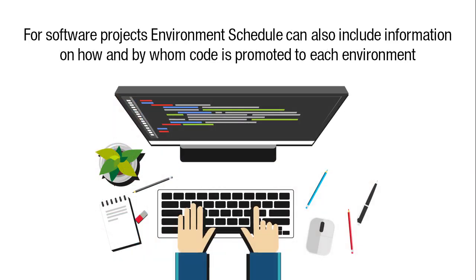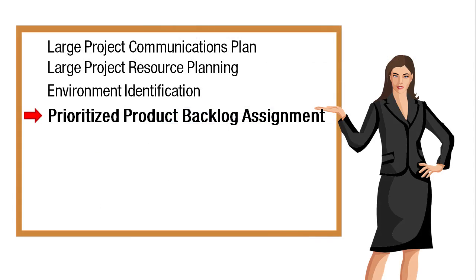For software projects, the environment schedule can also include information on how and by whom code will be promoted to each environment. The fourth tool is Prioritized Product Backlog Assignment.